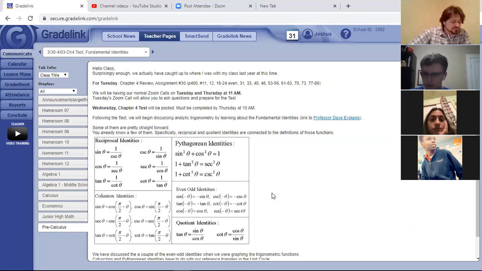46, you have to just determine which quadrant it's in. They give you the cosine is going to be one thing, cosecant's another thing, just which quadrant is that in.